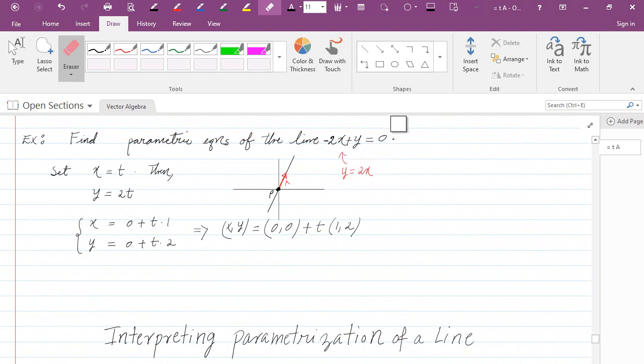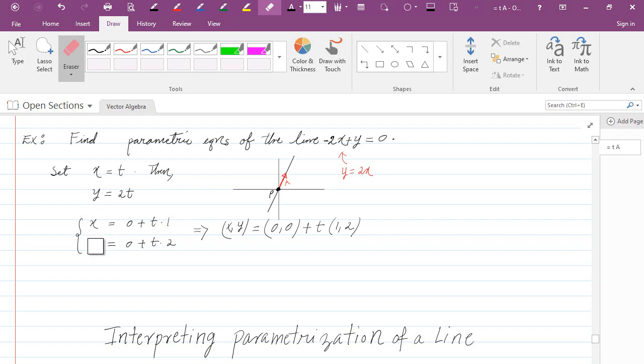So we are given the rectangular equation of a line in dimension 2. We want to find the parametric equations of the line. And this is very easy to do. All we have to do is set x to t, and then we can solve for y. So y would be 2 times t. So if I set x to t, then I see that y has to be 2 times t.